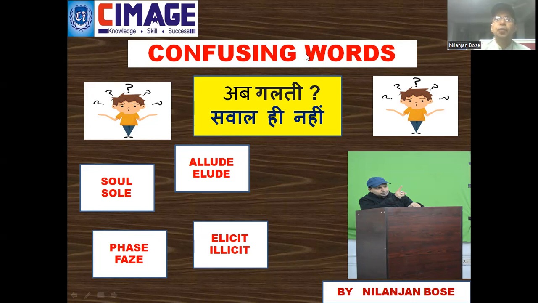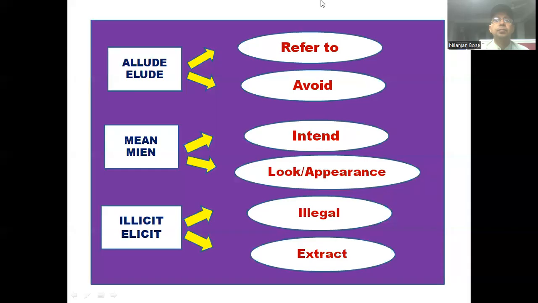What is the first pair of words and what are the meanings of these words so that you cannot be confused? Now, the first pair which I'm going to deal with is allude and elude. Most of the students get confused with these two words, allude and elude. उनके लिए allude का जो meaning है, same meaning is applicable in case of elude. But the situation is not like that.